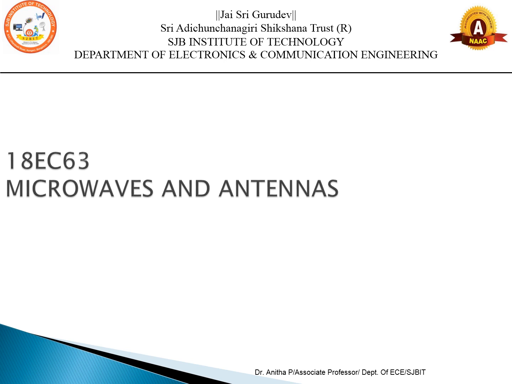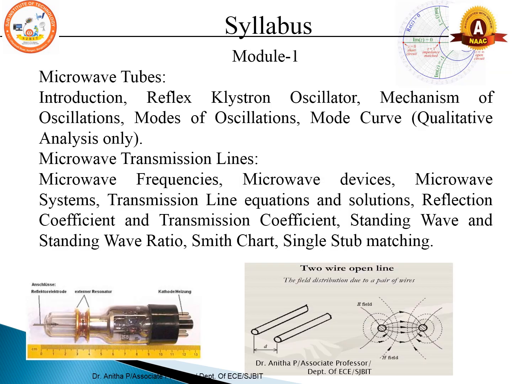I am Anika, working as an Associate Professor in the Department of ECE, SJBIT. In this semester, you will be learning about microwaves and antennas with the subject code 1863. You can see here two parts we have. The first part consists of microwaves, and the second part is about the antennas.